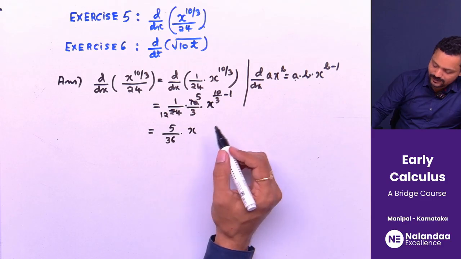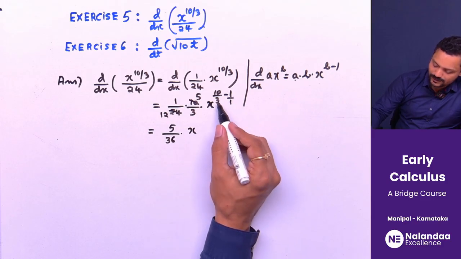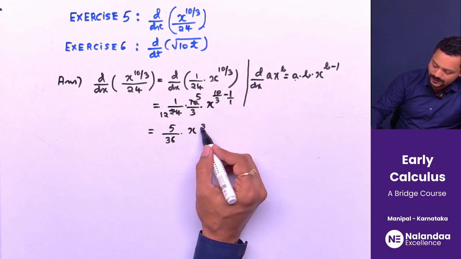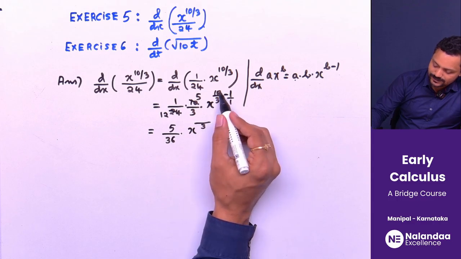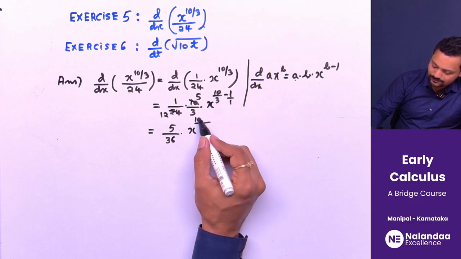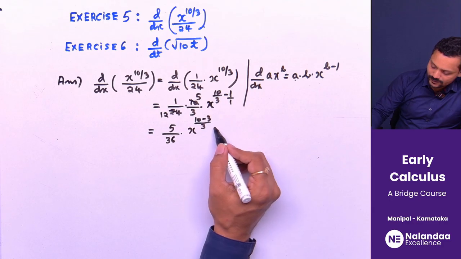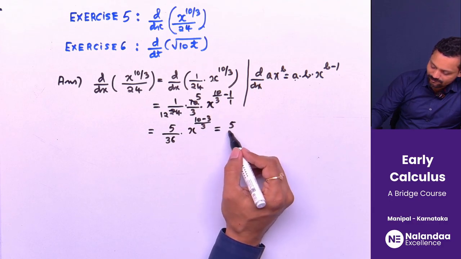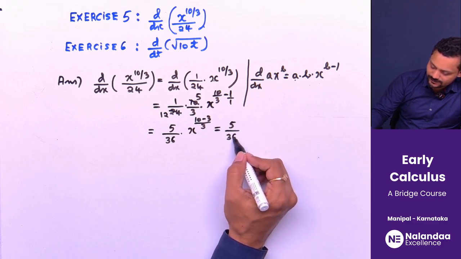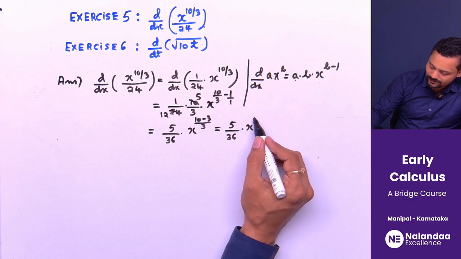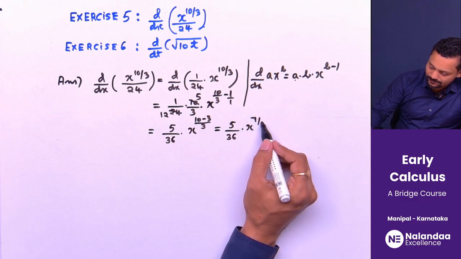into x power. So if you take a common denominator here, the common denominator is 3. So this is 10 minus 3. So this answer comes 5 by 36 into x power 7 by 3.